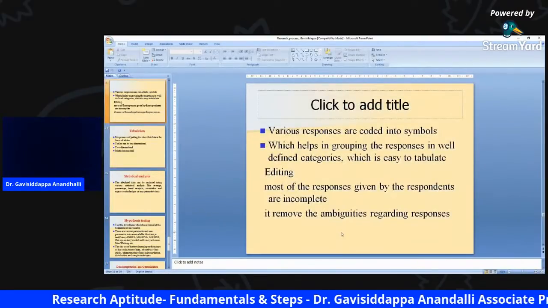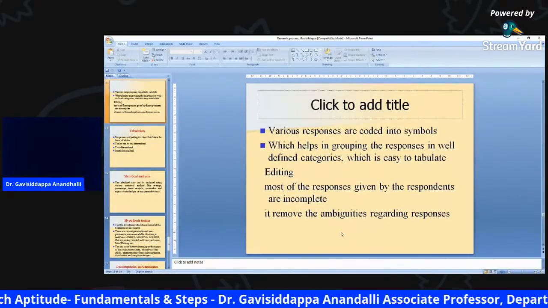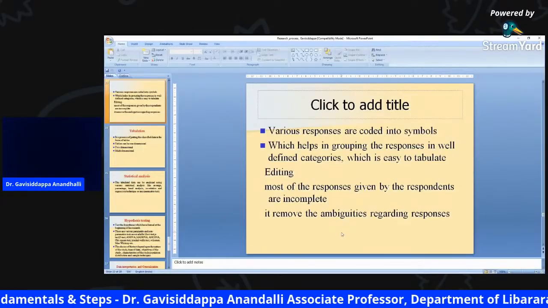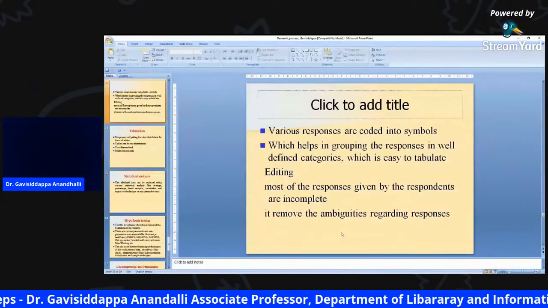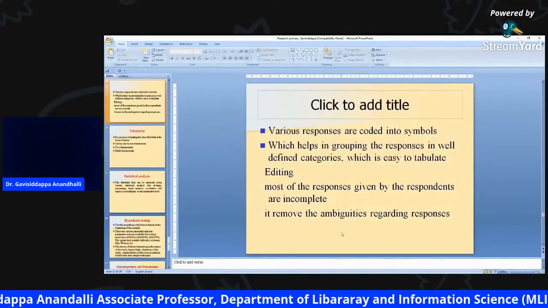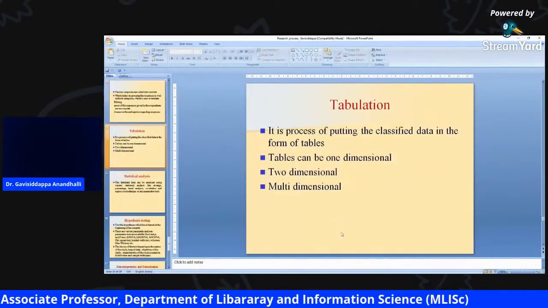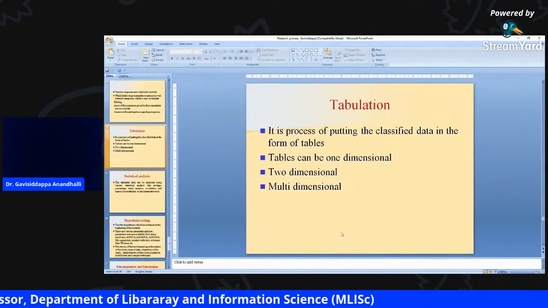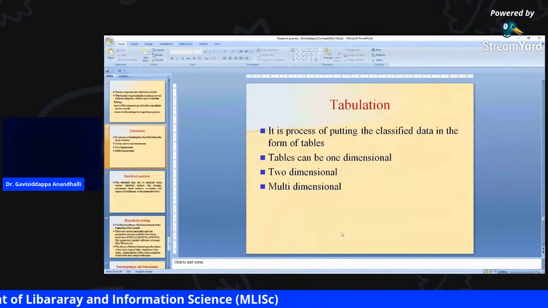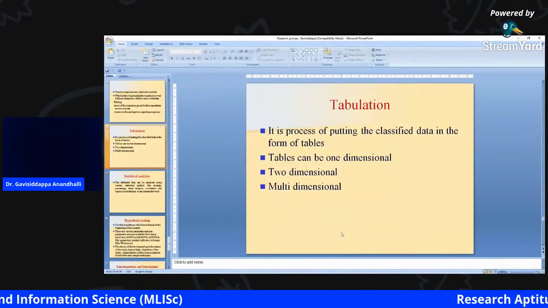Various responses are coded in symbols, which helps in grouping the responses in all defined categories, which is easy to tabulate. Editing: most of the responses given by the respondents are incomplete. Remove the ambiguity regarding the response. So you remove the ambiguity, make your own decision, correct it, edit it, and finalize it.